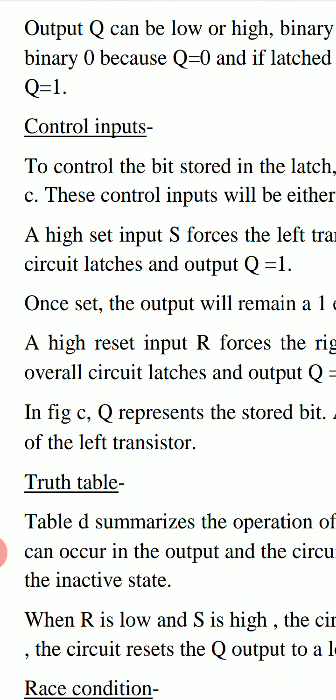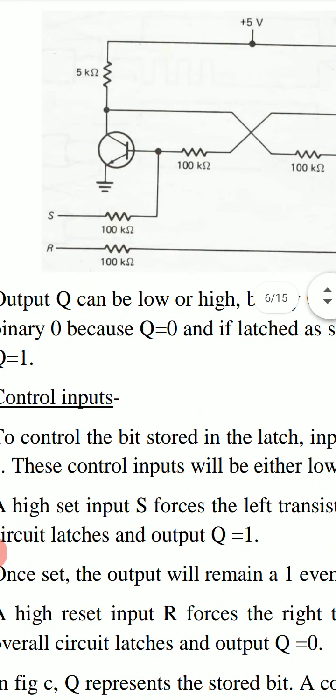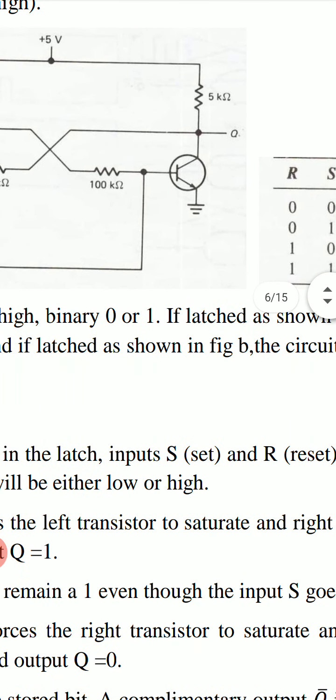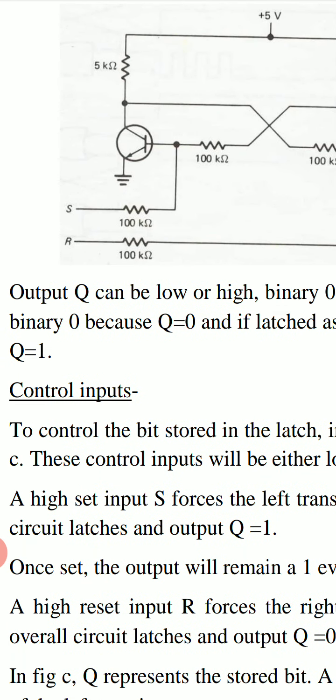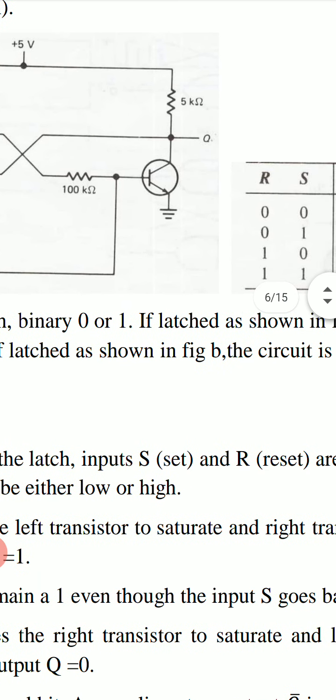A high set input S forces the left transistor to saturate. If control input S is high, a high voltage is applied at the base of the left transistor and it gets saturated. Emitter current flows through it. If the left transistor is saturated, the right transistor will be in cutoff and output Q will be 1. So if this control input S is high, then we get a high output Q.